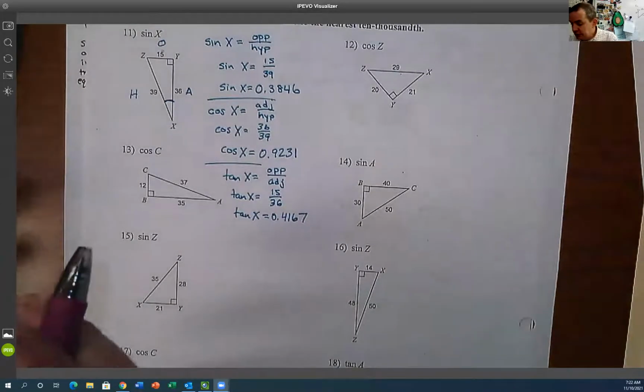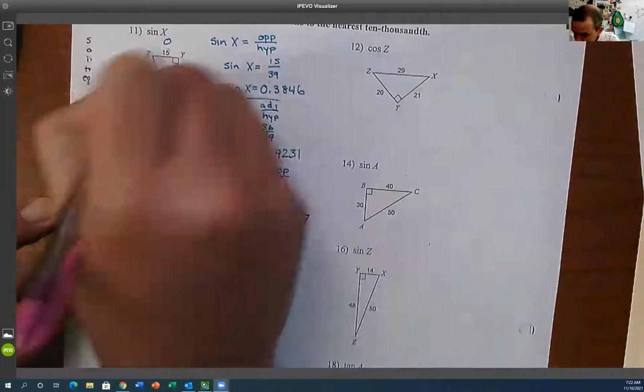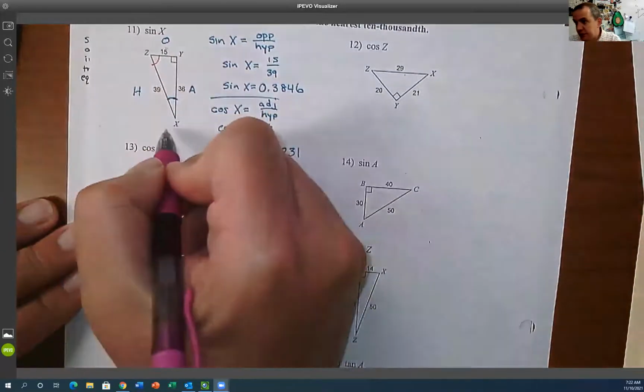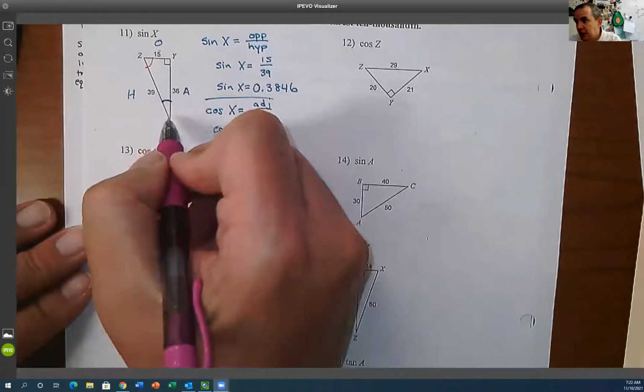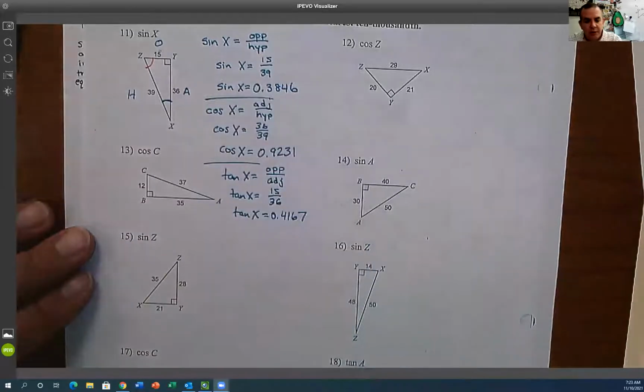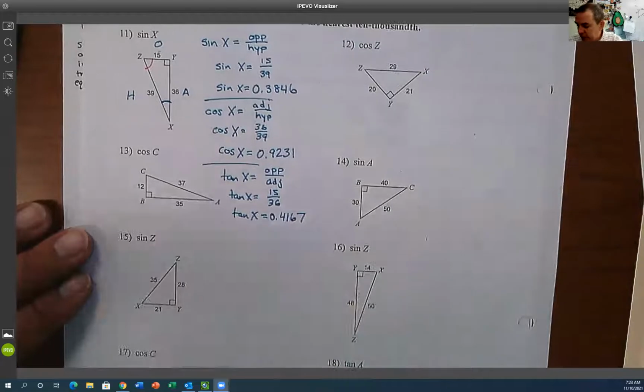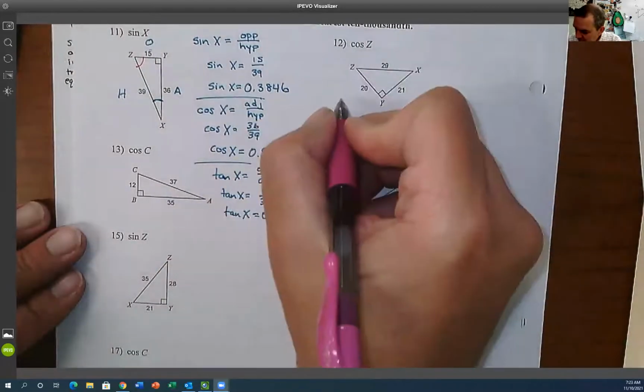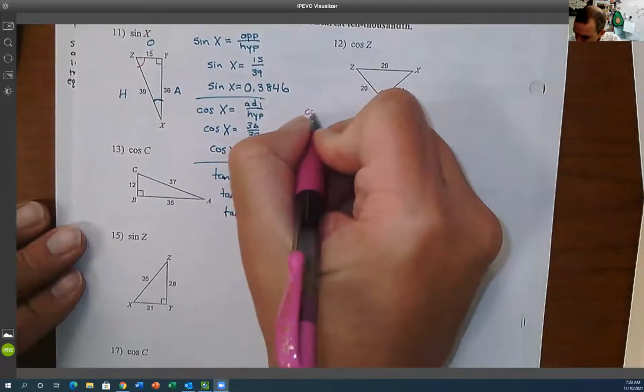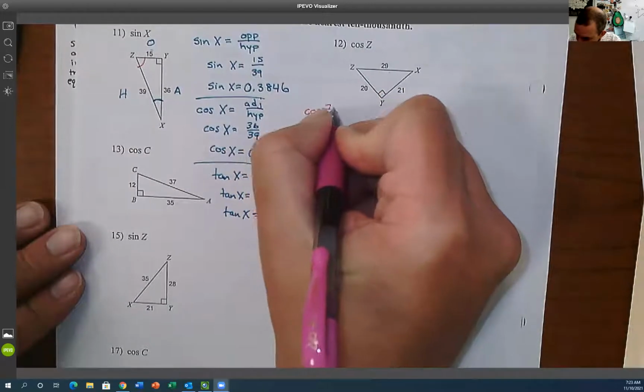It would change if I used Z as my reference angle. So the only two reference angles we're going to use are X and Z. Why? We're going to talk about the measures of those, because it's always going to be taking the sine, cosine, and tangent of 90, and we're going to learn what those are as we move forward on Friday. We'll talk about that.